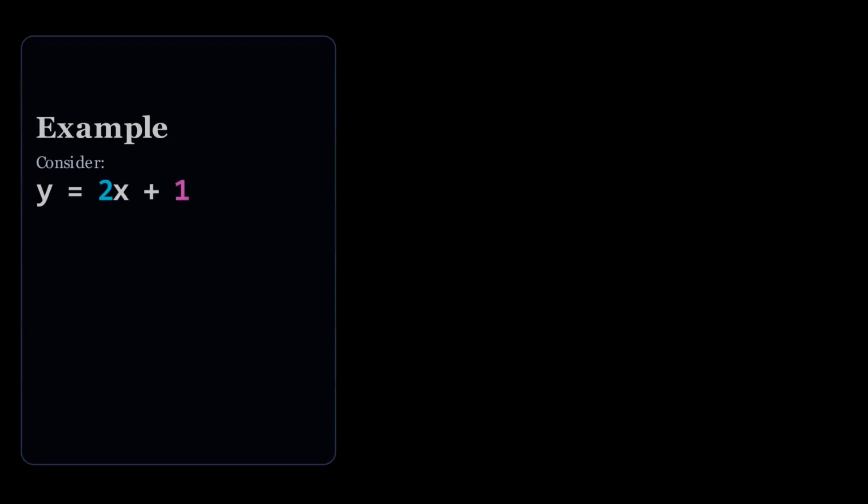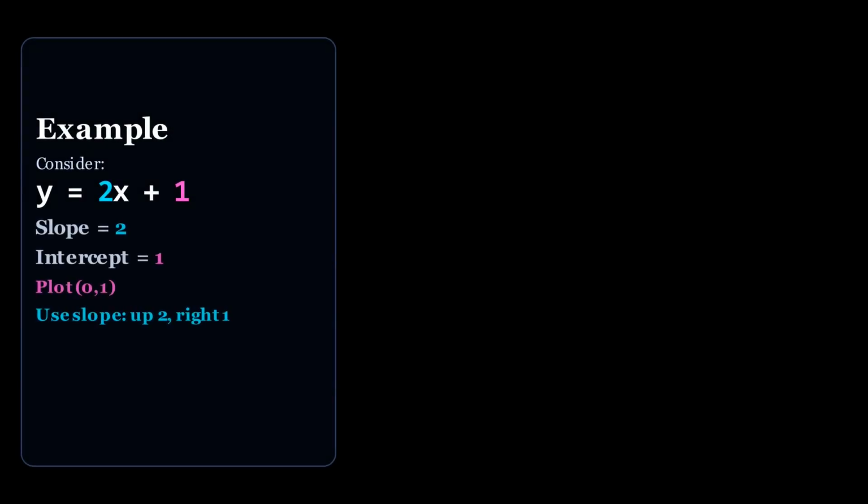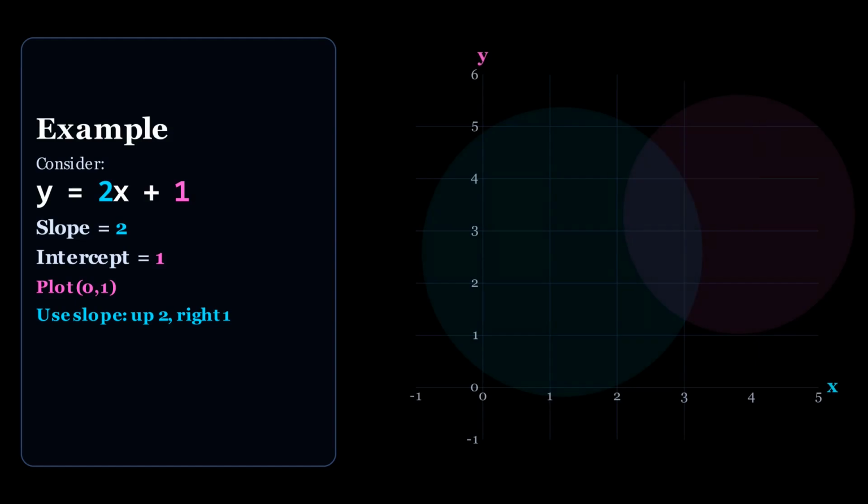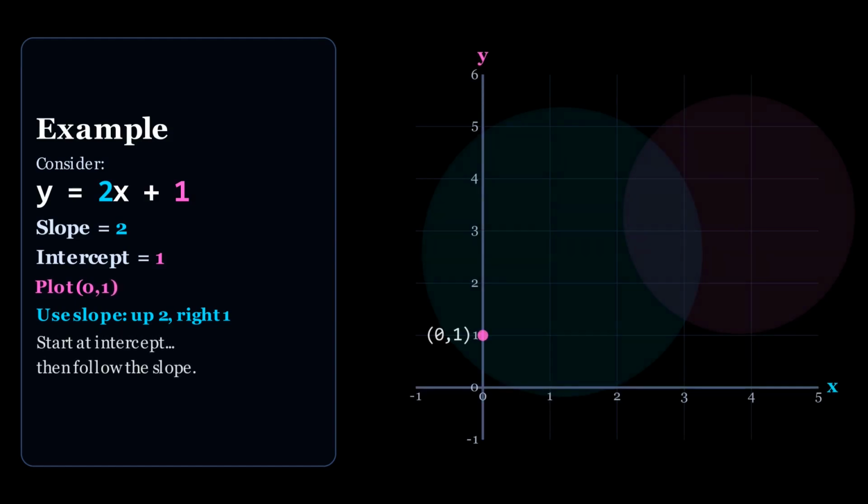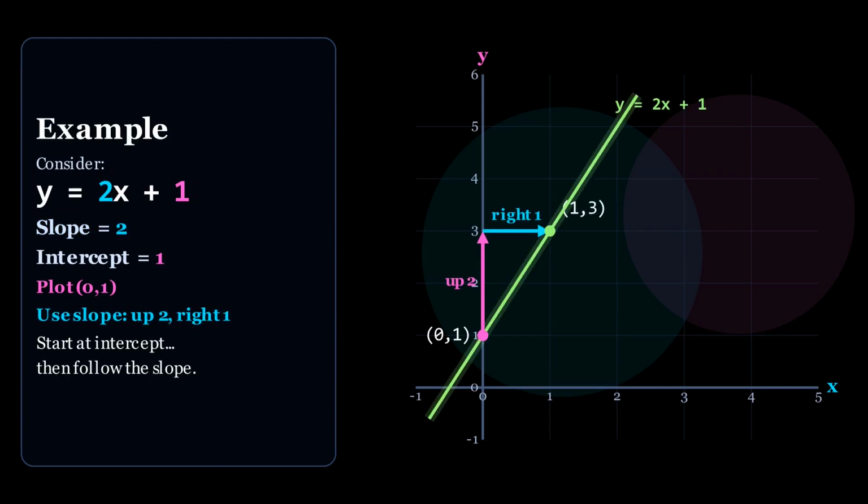Let's see one example. Consider y = 2x + 1. Here the slope is 2 and the y-intercept is 1. So when we draw the line, we start at the intercept, then follow the slope.